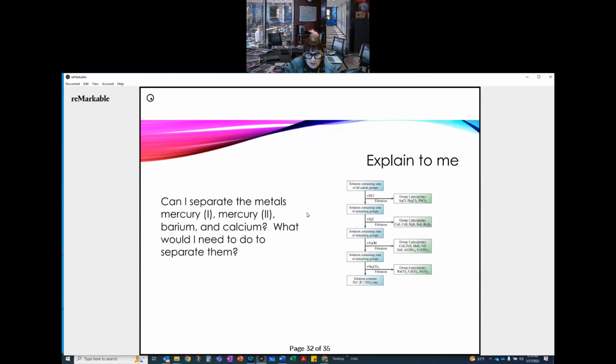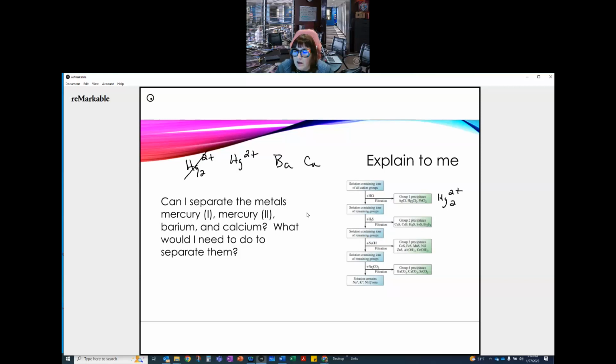One more time. I want to see if I can separate mercury 1, and mercury is weird. It always appears as Hg2, but if it's a 2 plus and a 2, then that's mercury 1. Mercury 2, which is Hg 2 plus, barium, Ba, and calcium, Ca. Okay, fine. So I look at my list over here. I see Hg2Cl2. So Hg2Cl2 is this Hg2 2 plus. So that one's over there.